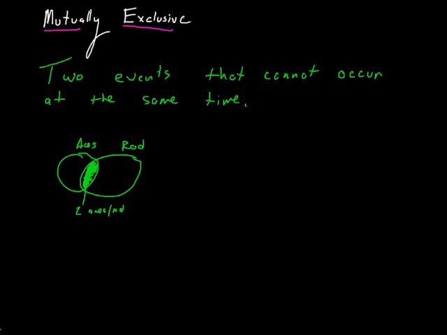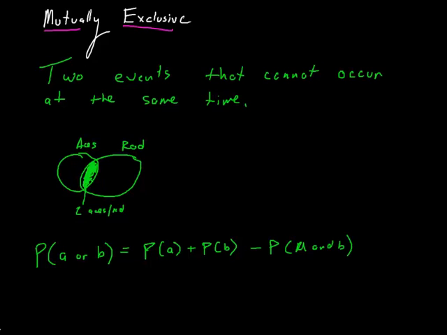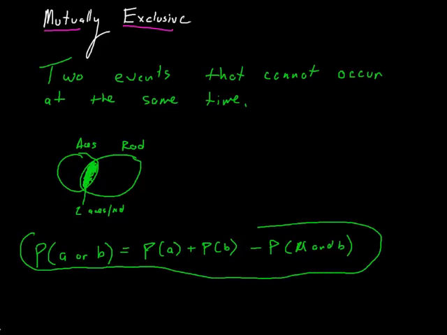Now, there is a formula for probability, and it says that the probability of A or B is the probability of A plus the probability of B minus the probability of A and B. Now, this formula is used if you're not mutually exclusive. If you're mutually exclusive, there is no overlap, so you don't have to worry about it. So that's why this formula is kind of universal. You can almost always use it and it will always work.